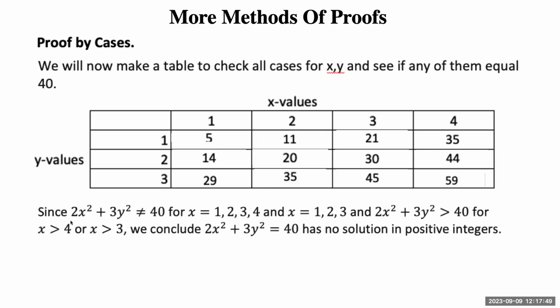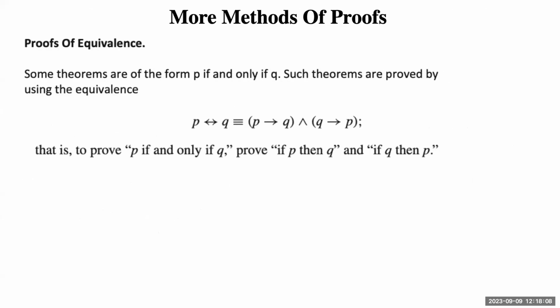It's put down here, okay. Since 2x squared plus 3y squared is not equal to 40 for x equals 1, 2, 3, 4 and y equals 1, 2, 3, and since 2x squared plus 3y squared is greater than 40 for x greater than 4 and y greater than 3, we conclude this has no solution in the positive integers. Okay.